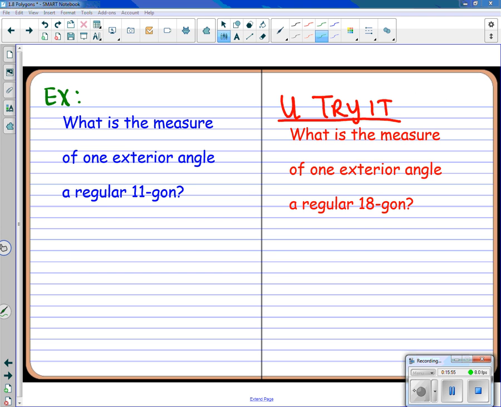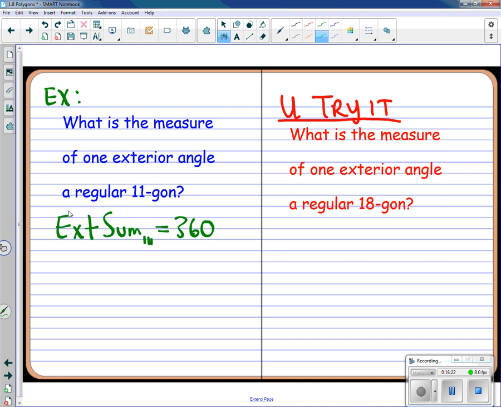I got a couple of quick problems, quick ideas to have you run by. So over on the left, it says, what is the measure of one exterior angle of an 11-gon? Okay, so now I don't have any degrees. All I know is the sum: the exterior angles of this 11-gon are going to equal 360 degrees. Okay, and I want to know what one angle is.